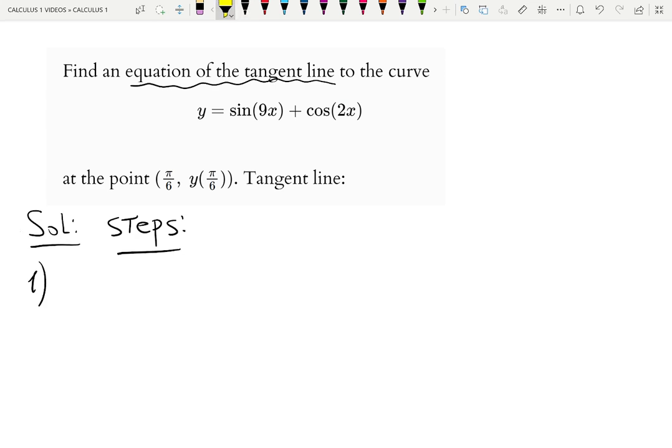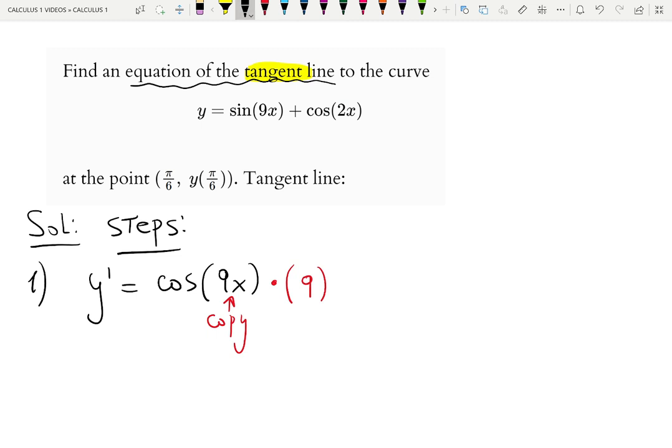The moment you see that you're asked to find tangent or tangent line, that means they want you to differentiate your function. Y prime equals derivative of sine is cosine. Copy the function inside. That's what chain rule says. Copy, don't touch it. Now when you unfold the other layer, the outside layer was derivative of sine, you need to multiply by the derivative of the function inside, which is 9. Derivative of 9x is 9.